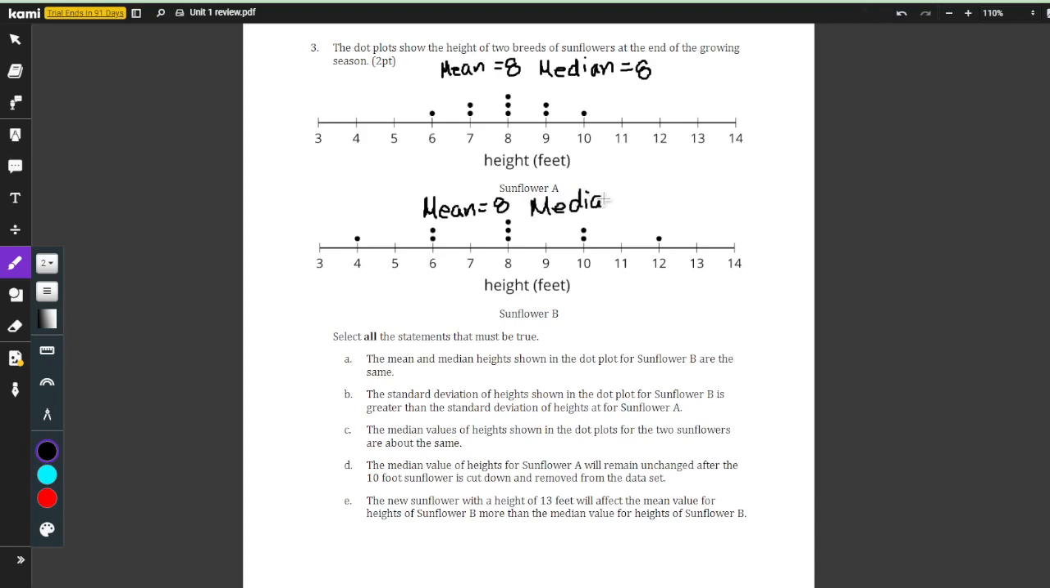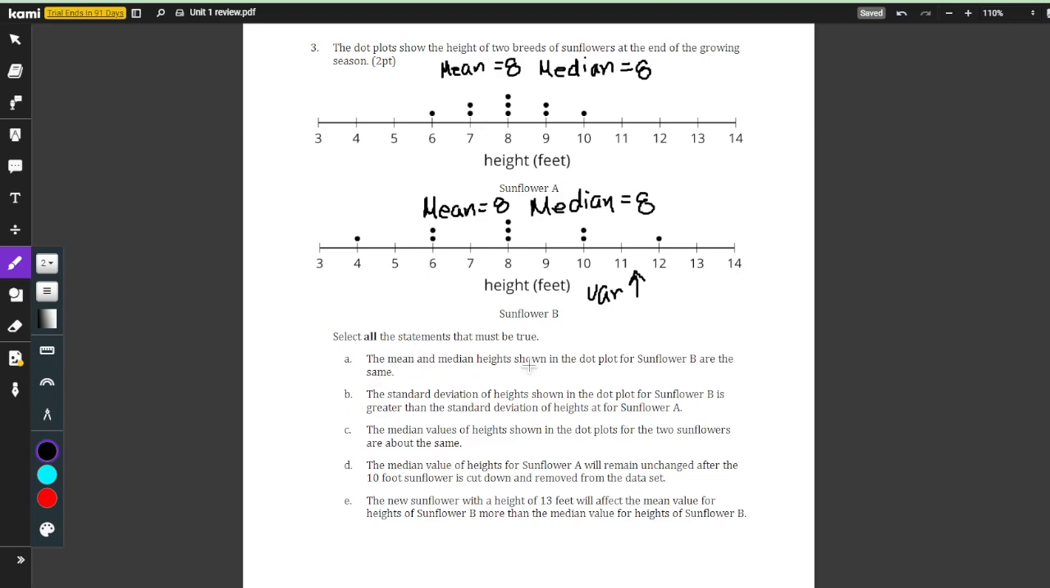So let us put that on here. So there we go. The mean and median is about the same, which is great for us. Okay, now we're looking at variability. Which one has more variability, that's spread out more? In this case, B has more of a spread. So we know this one has the higher variability. Okay, so then let's go through some of these answers, okay?